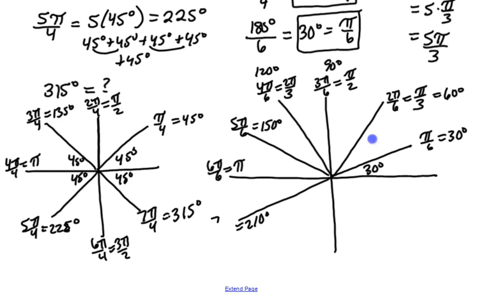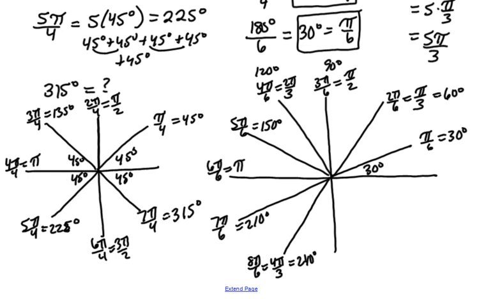Another way of looking at 7 pi over 6, and I should probably write that a little more neatly, is that it's 7 times pi over 6. Well, pi over 6 is 30. 7 times 30 is 210, because 7 times 3 is 21. So there's another way to look at it. Then I would get to 8 pi over 6, which reduces to 4 pi over 3, and that's my 240 degrees.